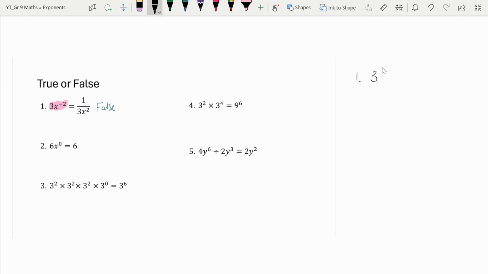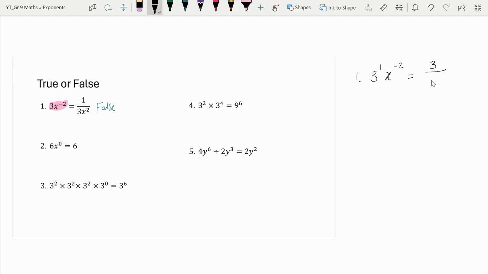3 has got a positive exponent of 1. X has got a negative exponent of 2. So if we want to write our exponents as positive values, the 3 already has a positive exponent.